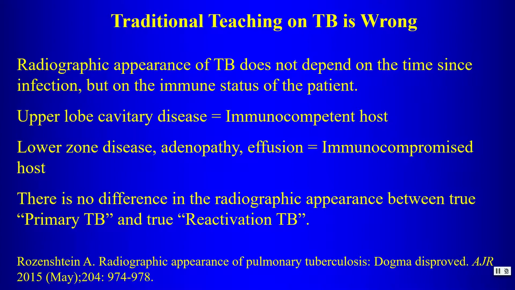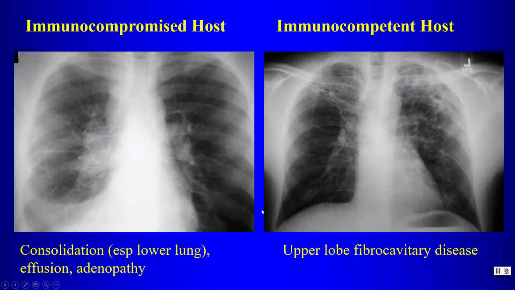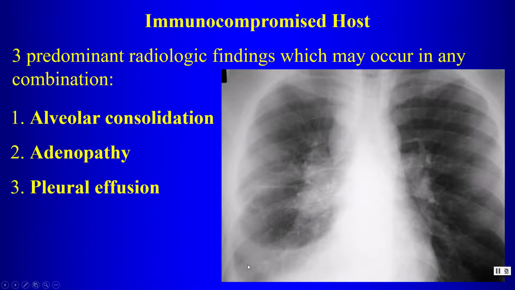So we see upper lobe cavitary disease in immunocompetent patients. We will see lower zone disease with adenopathy and effusion in immunocompromised patients. So there is no difference in the radiographic appearance between true primary tuberculosis and true reactivation tuberculosis. What we see on the radiograph depends on the immune status of the patient, regardless of when the patient was infected. So the immunocompromised host will show us lymphadenopathy. The immunocompetent host will show us upper lobe fibrocavitary disease.